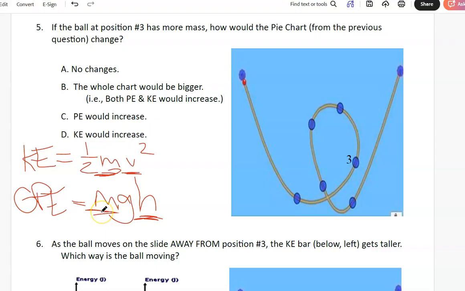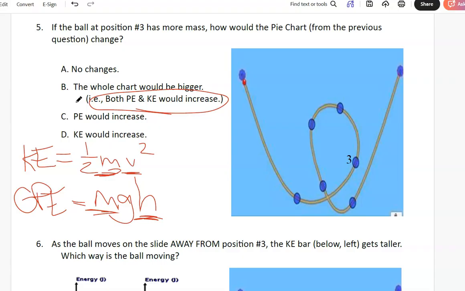Mass is in both of the formulas, and if you increase the mass, the kinetic energy will increase. If you increase the mass, the gravitational potential energy will increase. So both will increase, and it will not change the ratio of kinetic to gravitational potential energy, but it will change how much total energy is there because we have a new situation with more mass having the same height and the same speed.